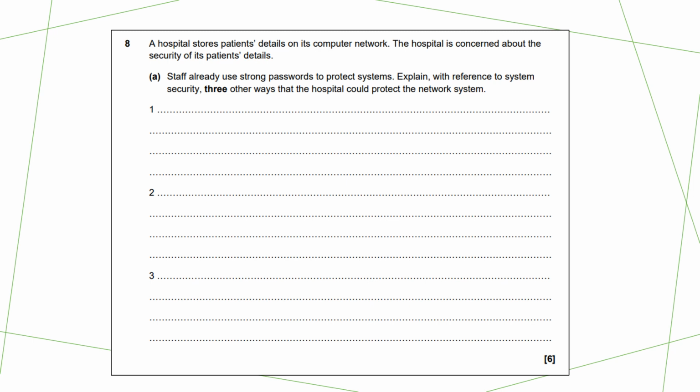So think about the 3 ways. Even if you can't explain each one, I'm sure you could identify 3 things that the hospital could do. So put them in and then try and write some sort of explanation for each one, and you could possibly get 6 marks. So have a little go and we will go through the answers shortly.